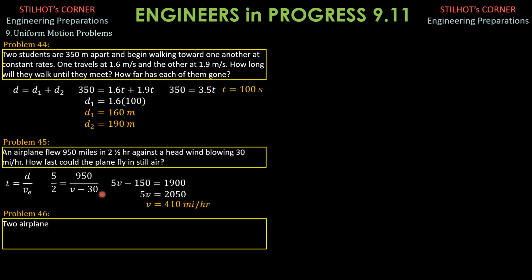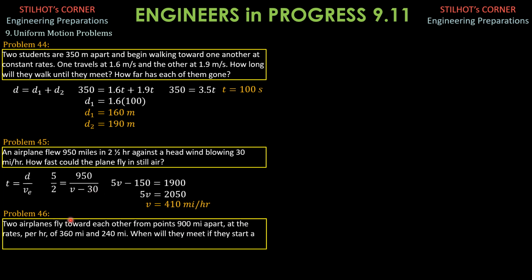Problem 46. Two airplanes fly towards each other from points 900 miles apart, at the rates per hour of 360 miles and 240 miles. So these are the rates of the two planes from the ends of the 900 mile distance. When will they meet, if they start at the same instant?